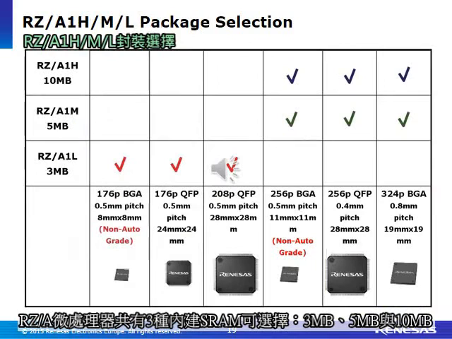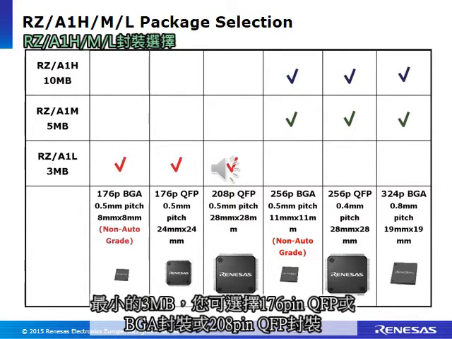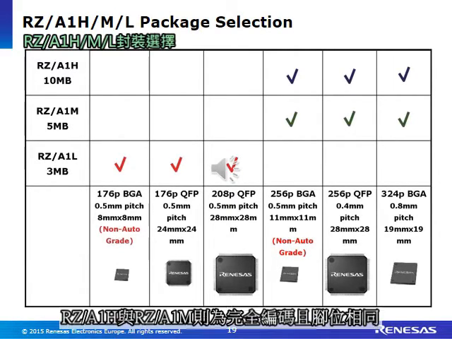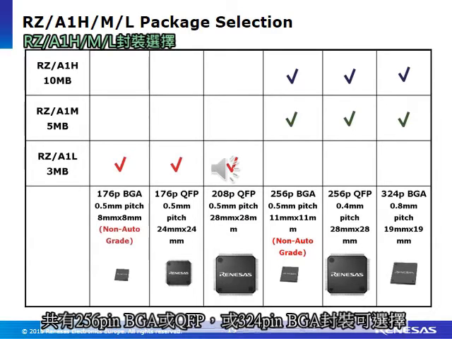RZA microprocessors come with 3 megabytes, 5 megabytes, and 10 megabytes of integrated SRAM. For the smallest part with 3 megabytes, you have a selection of 176-pin QFP or BGA package, or a 208-pin QFP package. Please be aware that in all cases the pitch is 0.5 millimeters. RZA1H and RZA1M are fully code and drop-in compatible and come in a 256-pin BGA or QFP or a 324-pin BGA package.